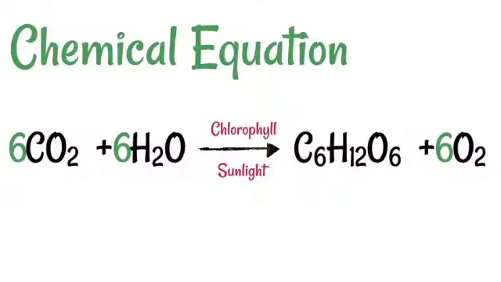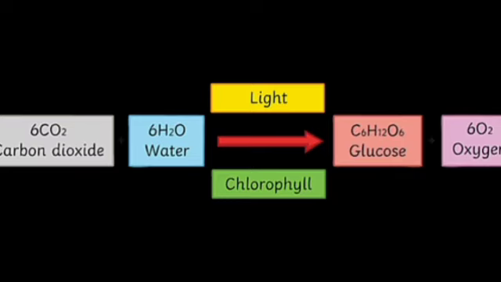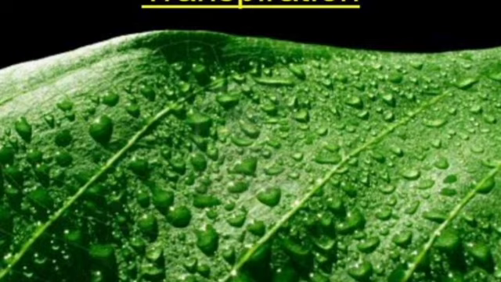And now let's see the equation of photosynthesis. 6 carbon dioxide plus 12 water, in the presence of sunlight and chlorophyll, gives glucose plus 6 water plus 6 oxygen. And now let's move to transpiration.